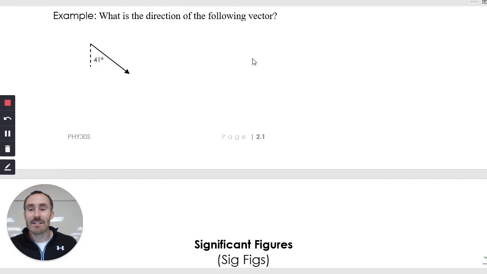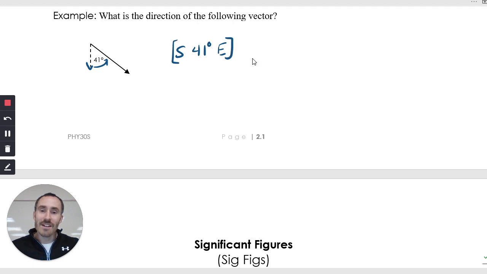And finally, the direction of the following vector. We started measuring, well, you do this one. So just pause the video, or you can just end it. You started measuring south, you rotated toward the east, so it's south 41 degrees east. And that is your first set of introductory skills.